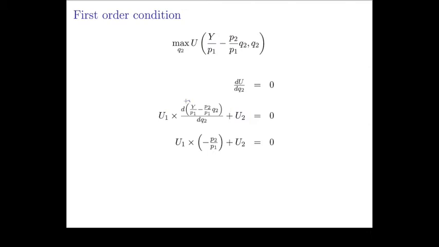So what's the derivative of this thing with respect to Q2? Well, Y divided by P1 is just a constant. So we have the derivative of minus P2 over P1 times Q2. So it's just minus P2 over P1. So we have U1 times minus P2 over P1 plus U2 equals 0. That's our first order condition. So if we rearrange this, we get U1 over U2 equals P1 over P2. Or, written differently, it's the condition we've seen earlier. U1 over P1 equals U2 over P2.